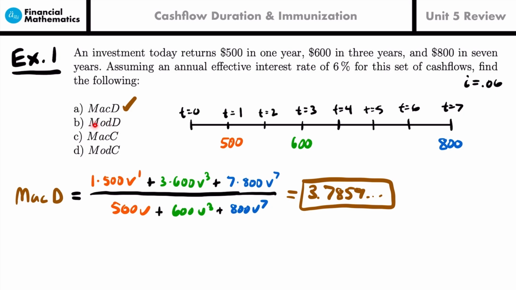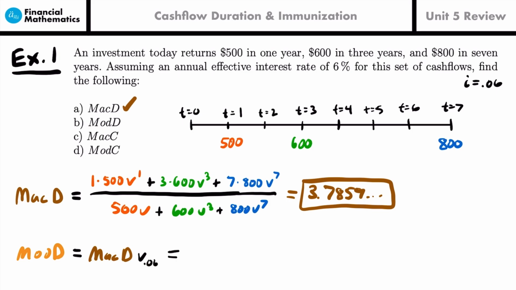We want to find the modified duration, and that should be pretty simple, right? Remember that the modified duration and the Macaulay duration are related. Specifically, they're related by a factor of a present value factor, right? The modified duration is equal to the Macaulay duration multiplied by a present value factor. In this case, we would be using the interest rate of 0.06.